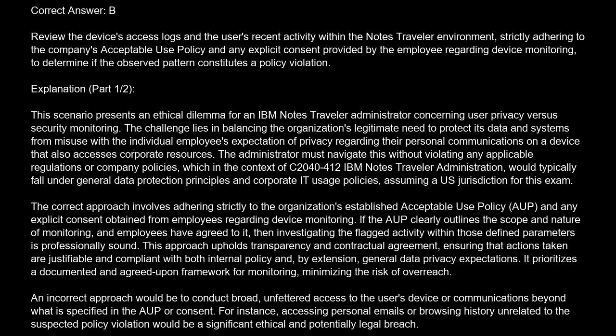The correct approach involves adhering strictly to the organization's established acceptable use policy (AUP) and any explicit consent obtained from employees regarding device monitoring. If the AUP clearly outlines the scope and nature of monitoring, and employees have agreed to it, then investigating the flagged activity within those defined parameters is professionally sound. This approach upholds transparency and contractual agreement, ensuring that actions taken are justifiable and compliant with both internal policy and, by extension, general data privacy expectations. It prioritizes a documented and agreed-upon framework for monitoring, minimizing the risk of overreach.